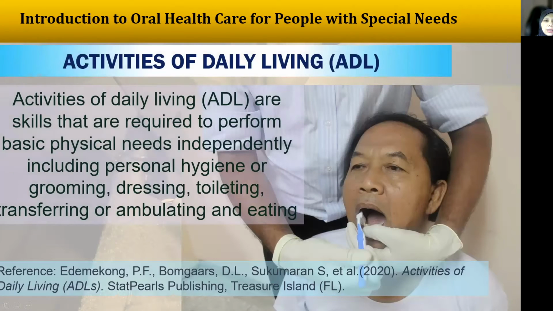Okay, this is just a little bit about the activities of daily living. In case you have not heard about it, it explains the ability of someone to perform basic physical needs independently, including personal hygiene. Personal hygiene may include toothbrushing as well, or grooming, dressing, toileting, transferring, or ambulating, and eating.